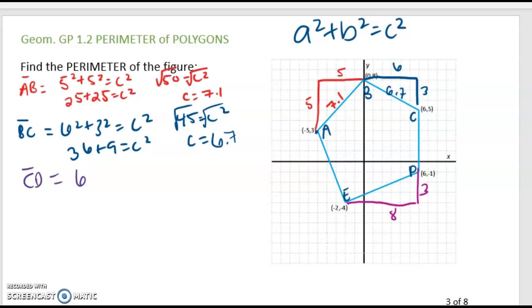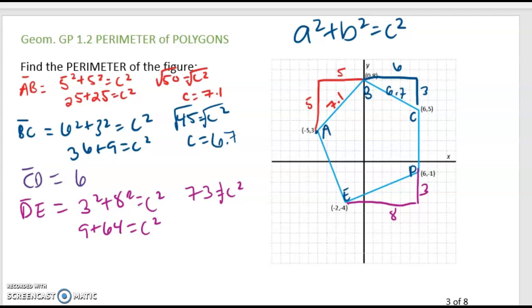It doesn't matter which one is A and which one is B in the Pythagorean theorem because I'm adding the two together. So I'm just going to do 3 squared plus 8 squared equals C squared. And hopefully you're starting to get a pattern now of what I'm doing each time. So that's going to be 73 equals C squared, square root on both sides. C equals 8.5. All right, one more. I know it seems like a lot, but we've got one more to do.